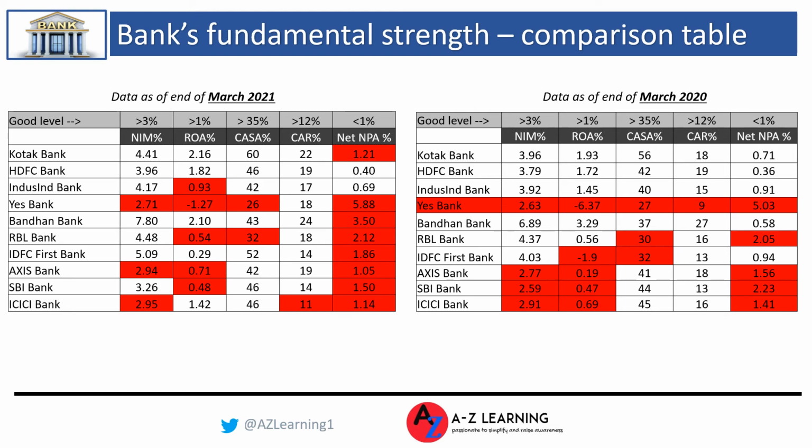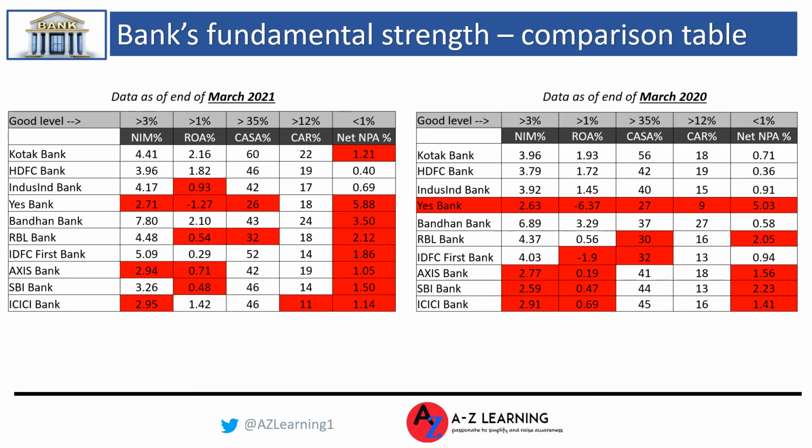Bandhan Bank looks very strong on net interest margin. They are the industry leader in terms of net interest margin with a net interest margin of 7.8%, which is very, very strong. In fact, all the parameters, all the metrics, they look really good except the net NPA, which is 3.5%, very, very high.